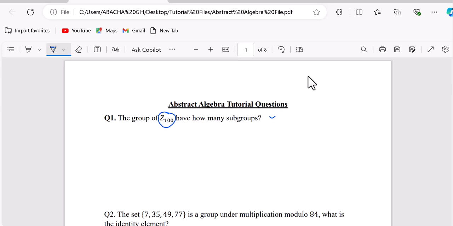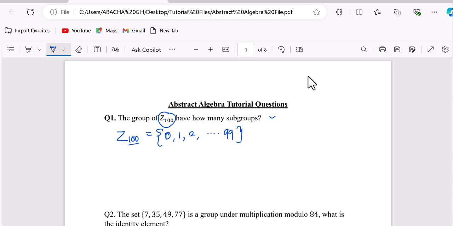So you know that Z100 equals all the elements 0, 1, 2 up to 99. The value 100 itself is not part of the elements of the group. So these are the members of Z100. But then we are looking for the number of subgroups of this particular Z100.